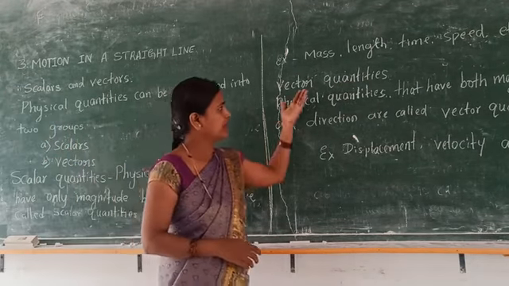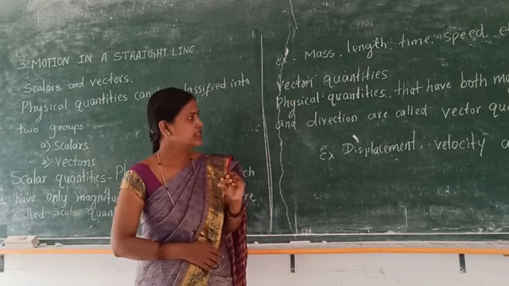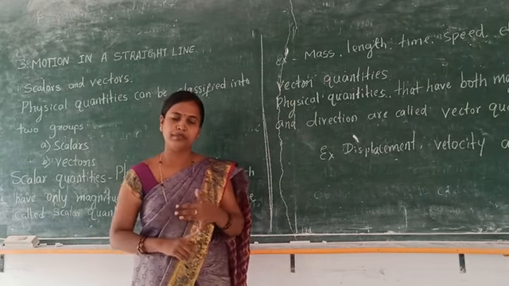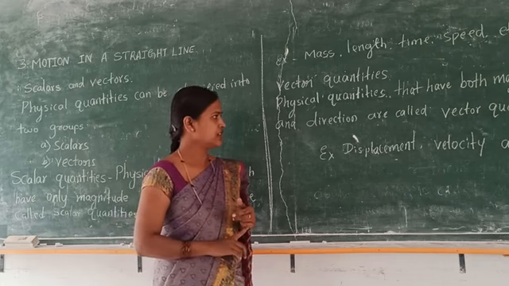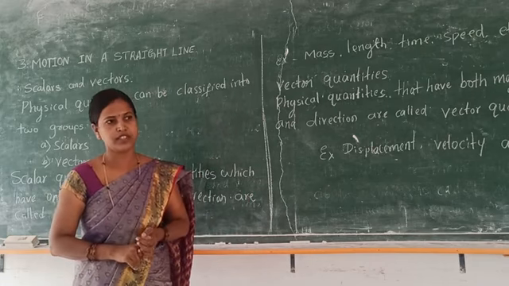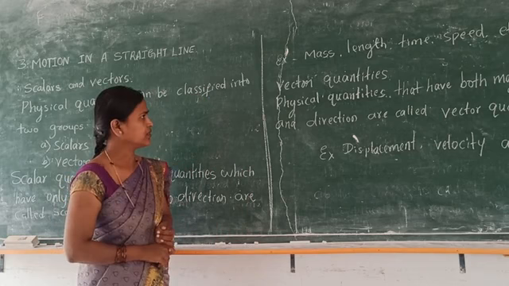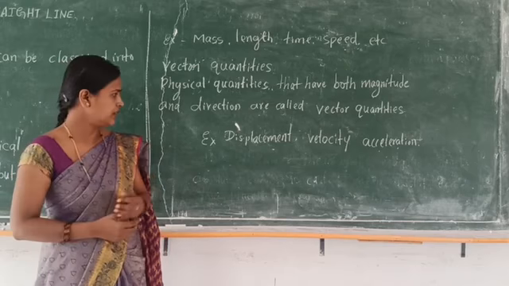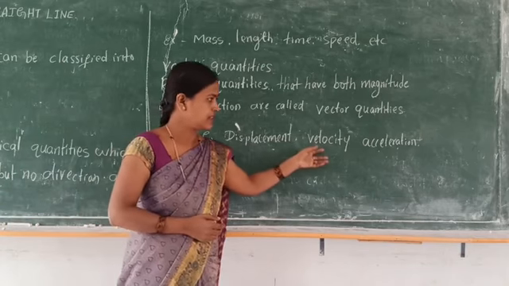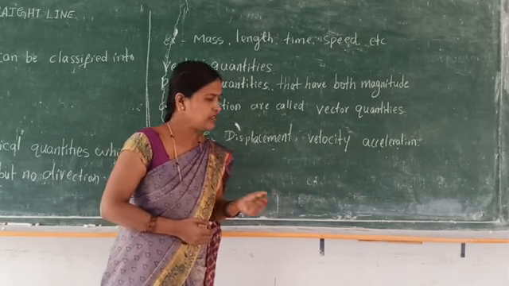Then vector quantities. Physical quantities that have both magnitude and direction are called vector quantities. The examples for vector quantities are displacement, velocity, acceleration, etc.